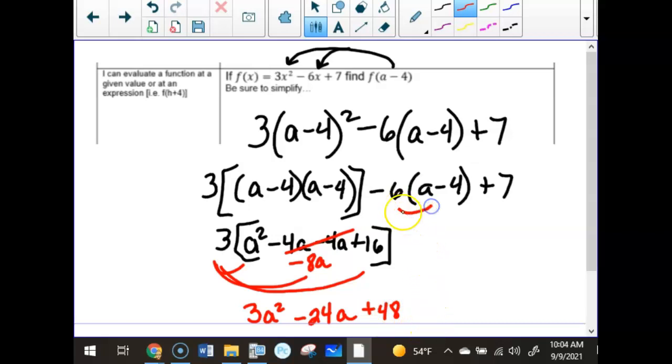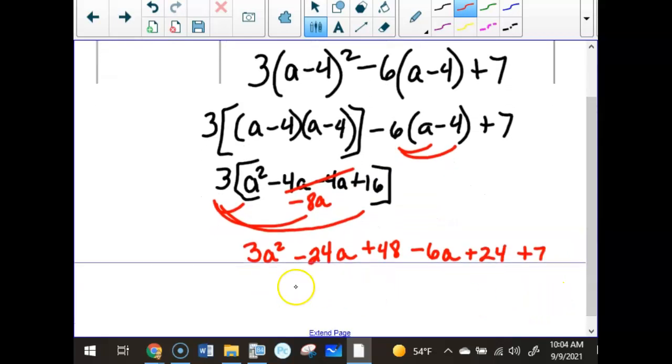And then I didn't bother to rewrite it again, but we still got all this stuff down here. Minus 6 times a. Be careful, then what? Plus 24. And that plus 7 on the back. Okay. We got a 3a squared. I'm thinking that's minus 30a. And then I don't know what that is. A 79?